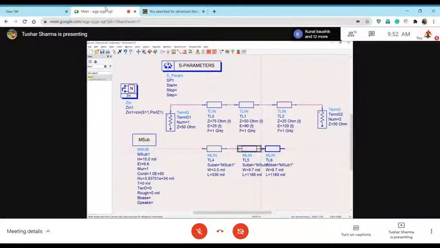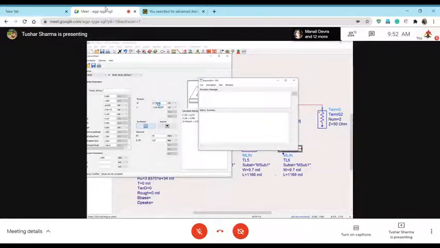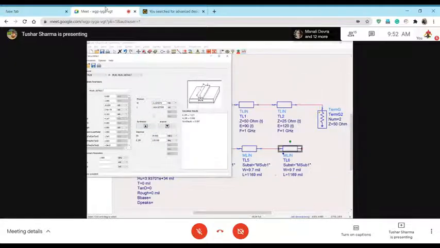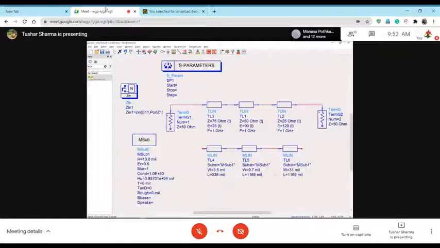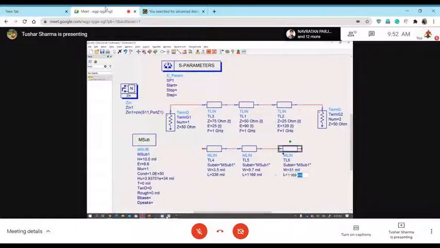So now I again go, I will put my Z as 25 ohms and I will change my electrical length to 120 degrees. What will happen? My width increases further. Width is 31 mils and my length is 1164.